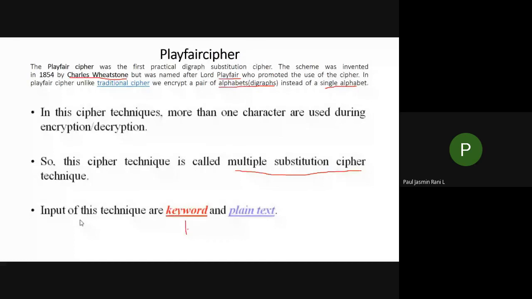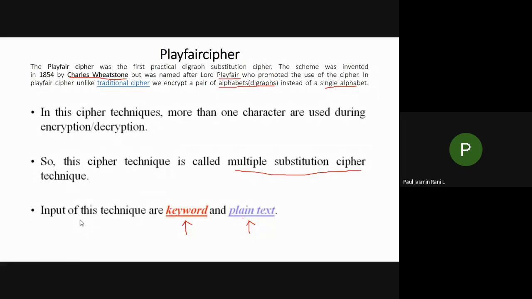In order to do your encryption, that is, to convert your plain text into a cipher text, these two things are very important. You need your plain text and you need a keyword. Next, let us enter into the problem. Let us solve one problem.